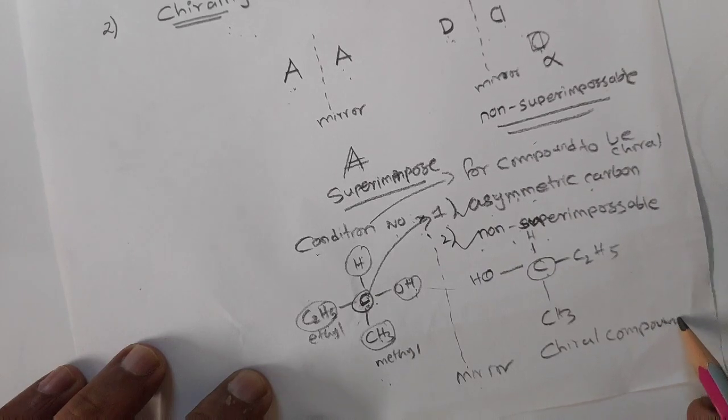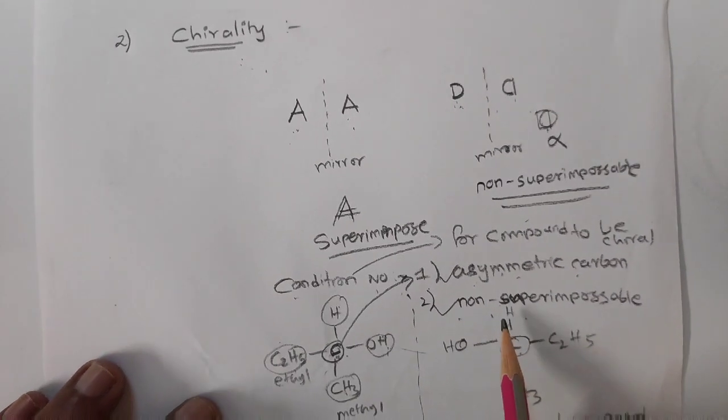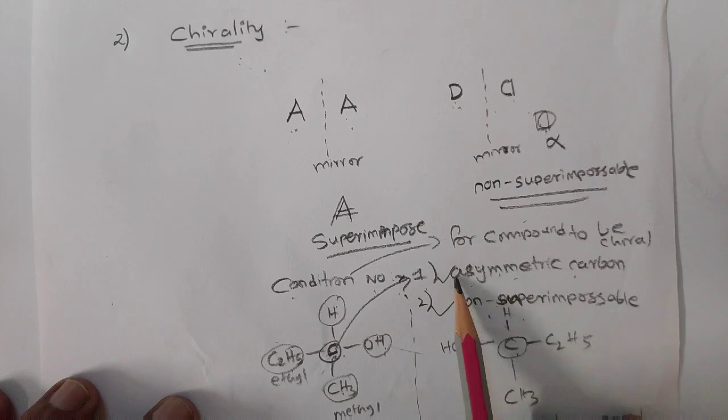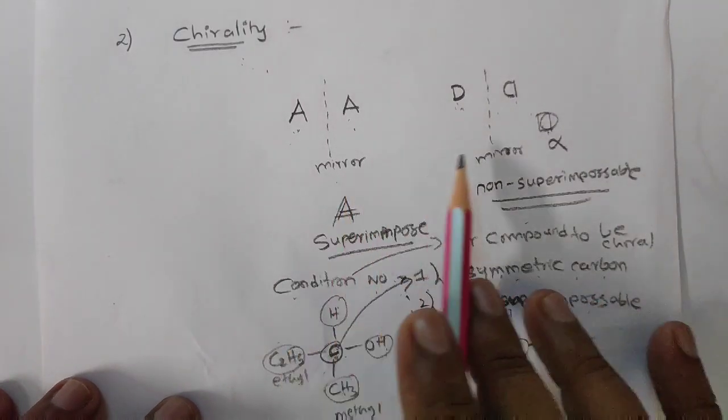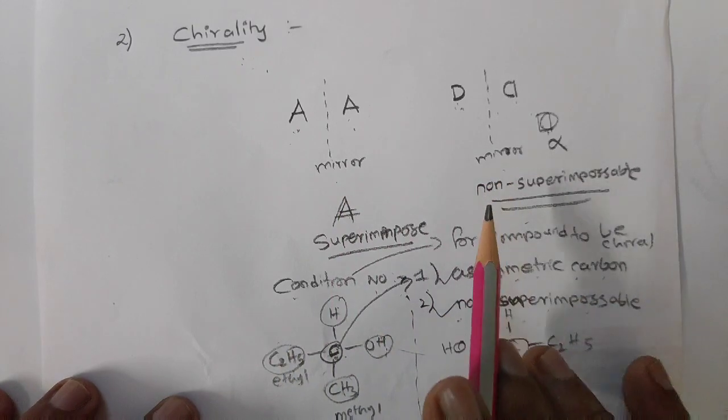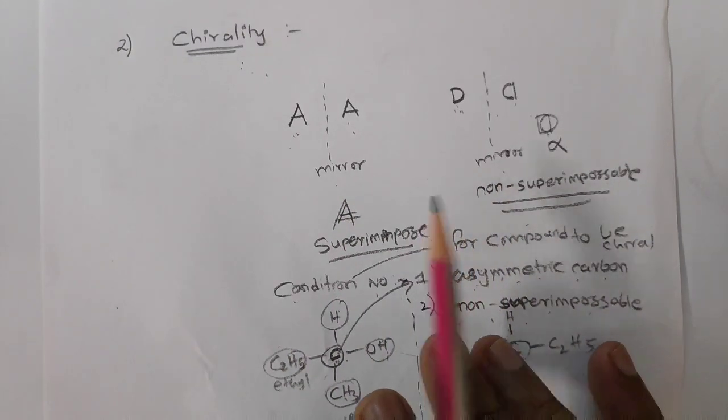Understood everyone? So what is chirality? Two conditions for a compound to be chiral: an asymmetric carbon must be there, and non-superimposable. Non-superimposable, this part is clear to you, right? Now we will see through the example what is given.